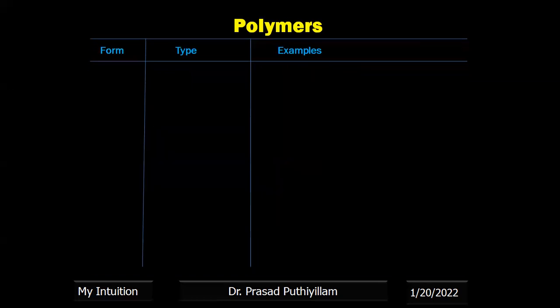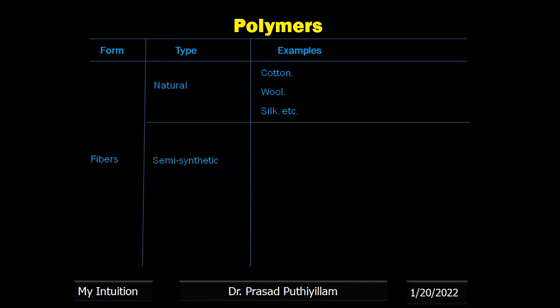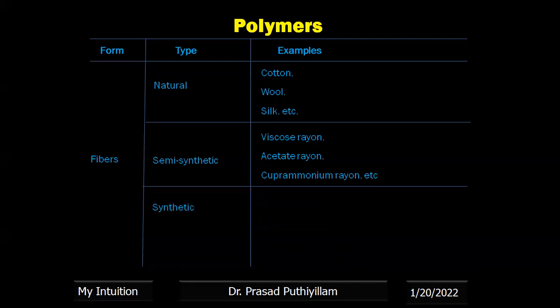Therefore, they are water insoluble. Fibers may be natural fibers like cotton, wool, silk. They are naturally available fibers which are polymers, or semi-synthetic like viscose rayon, acetate rayon, cuprammonium rayon. These semi-synthetic fibers are used in the textile industry. Then polyamides, nylon, Kevlar, polyesters, acrylics, polyurethanes, etc.